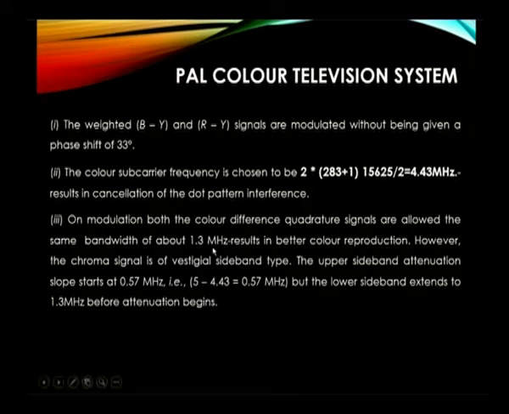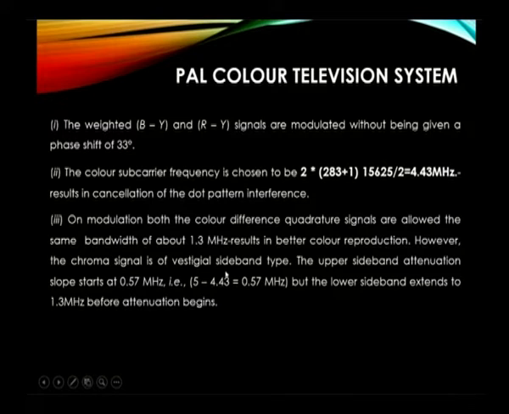0.3 megahertz will be the modulation bandwidth used, and this will result in better color production. The chroma signal is of vestigial sideband. This chroma signal will always appear on the sides of the color signal. So, the upper sideband attenuation slope will have 0.57. Since it appears at 0.57, the actual total color or picture information will be 5 megahertz.